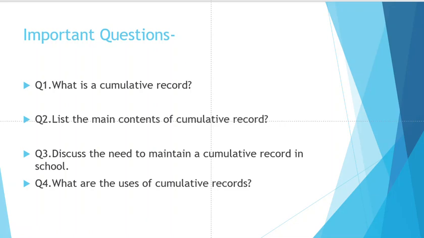The last question is, what are the uses of cumulative records? Why do we need this cumulative record, what are the uses, what content is included in it, and what is the meaning of a cumulative record? These are some important questions on the cumulative record. I think all of you understand the cumulative record very well now. Do these questions, and it will be helpful for your exam and for concept clarity also.